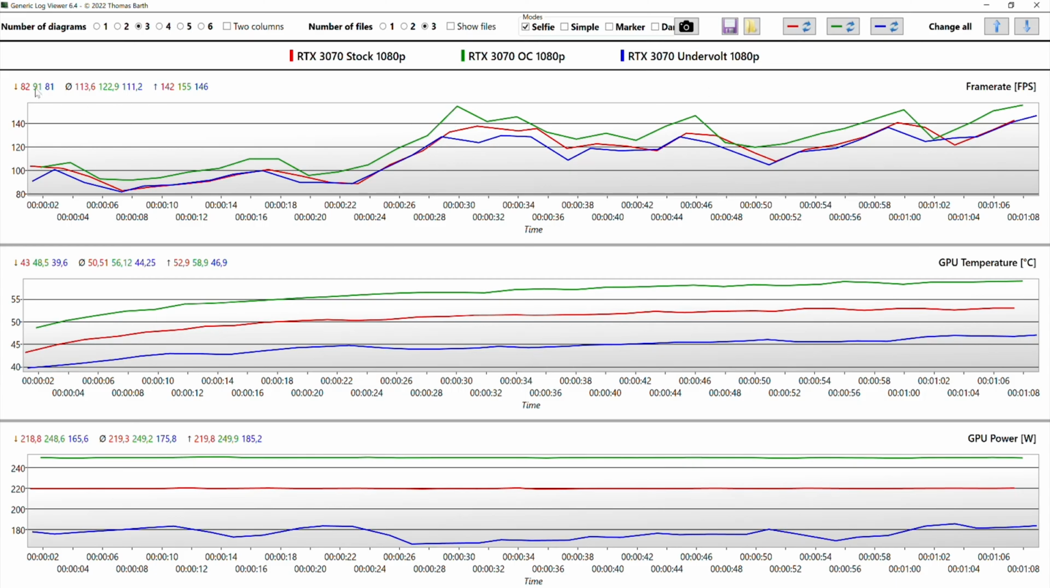Here we can see the performance compared to stock, overclocked and undervolted, as well as the temperatures and power draw. We see the significant difference undervolting does to power draw, which dropped from 220 watts to an amazing 175 watts, which is 20% lower, while maintaining basically the same FPS performance. Overclocking, we had of course the best performance but also much higher power draw and temperatures.